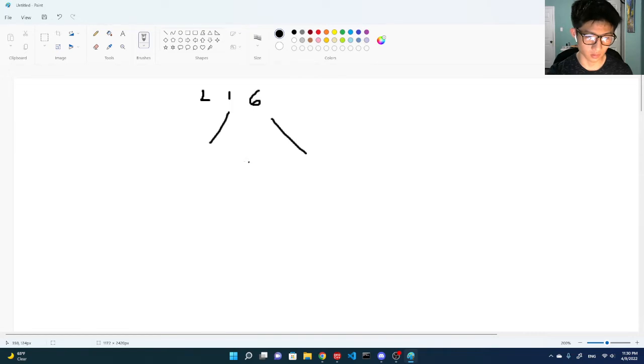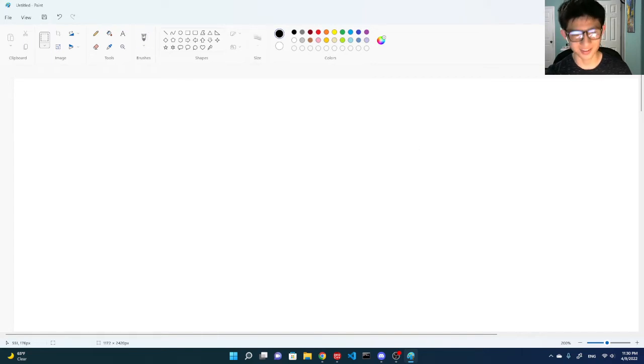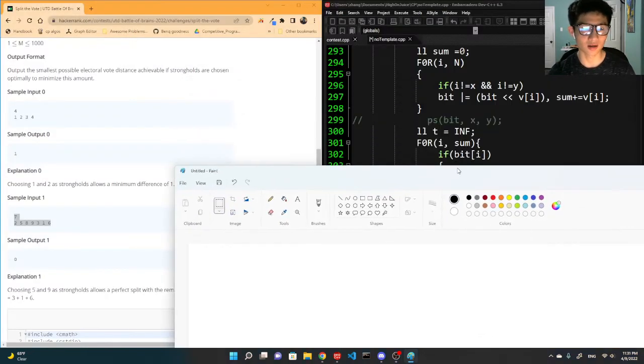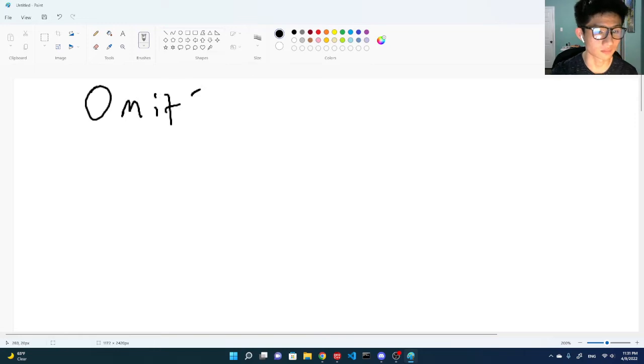So 2 can go to group 1 or go to group 2, kind of deal. Same idea here, but a lot different. So how this works is kind of like this. First things first, how do you omit? The first barrier is omitting.